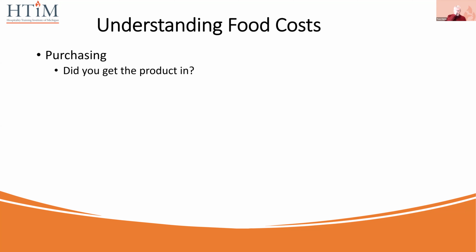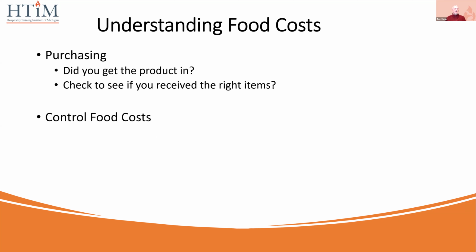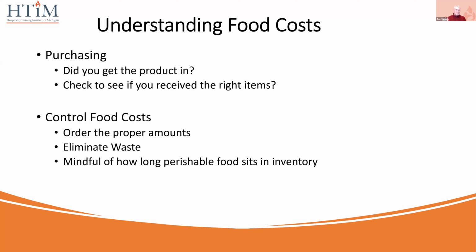So many different aspects here, but we want to make sure when we're checking things in that we received the right items, because again, we're planning out our menu items and forecasting for the future, and we have to have the right items going forward. We want to make sure that we're controlling those food costs, order the proper amounts, right? Because if we don't order proper amounts, they have an opportunity to sit on shelves longer, potentially create waste. So we want to try to eliminate that waste. We want to make sure that we're mindful of how long things sit on the shelf, or that they're in inventory, right? So we need to keep close eye on that.